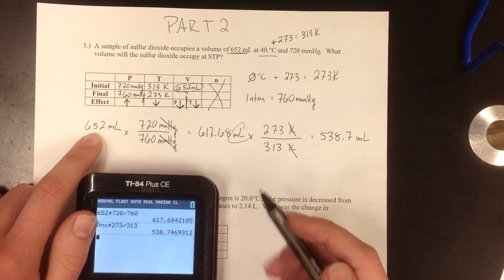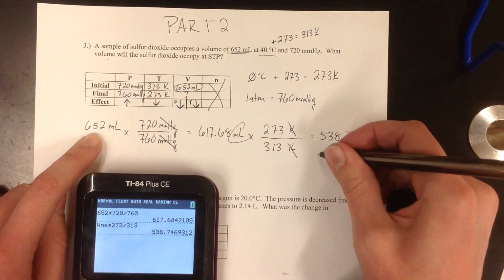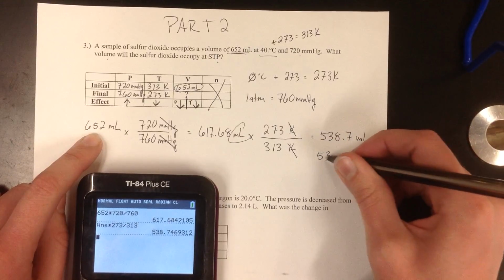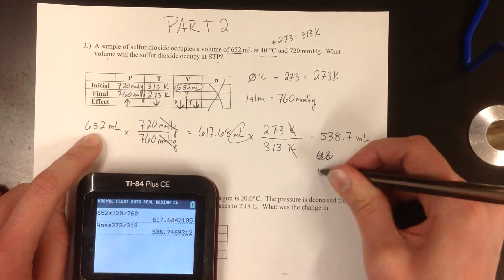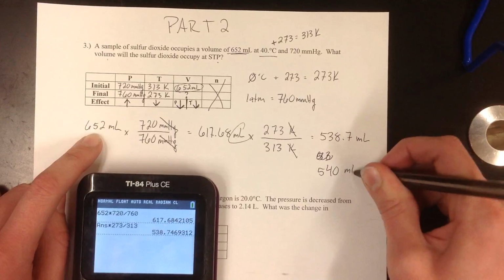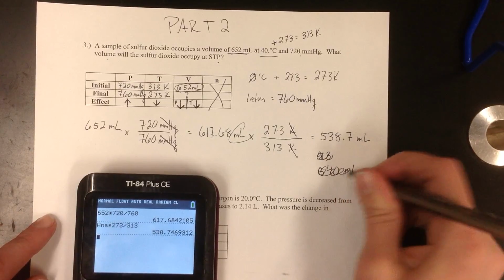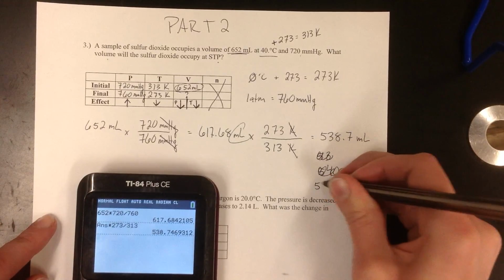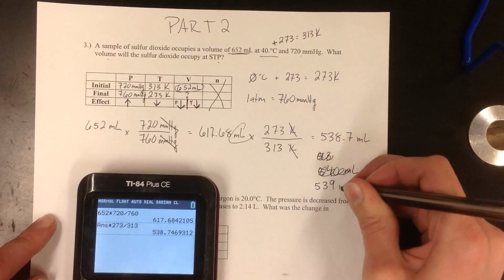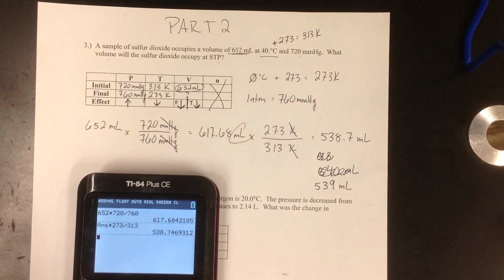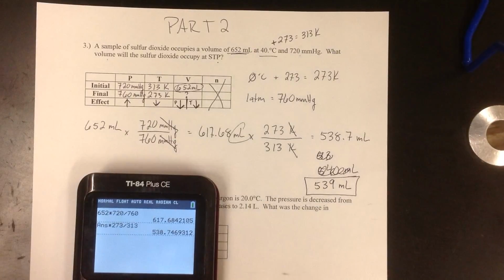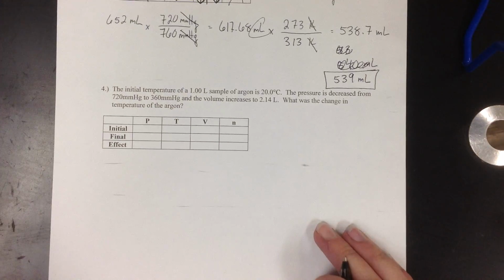I started with 3 significant figures, so my answer key would have 540 milliliters. Excuse me. My 7 causes my 8 to round up, so 539 milliliters. There we go. That gives me 3 significant digits. 539 milliliters. Let's try one more example.